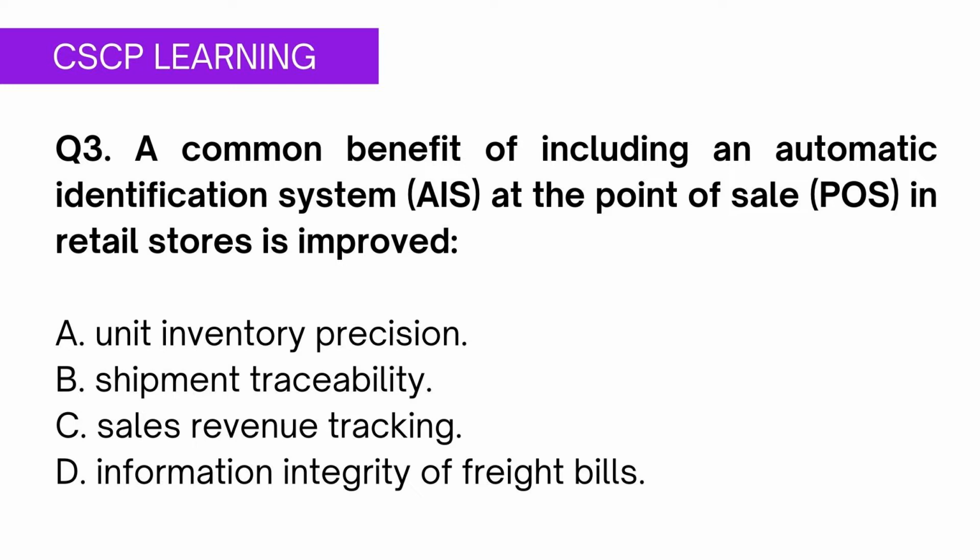Option B says shipment traceability. The question has clearly mentioned that it will be installed at the POS in a retail store, where items are either stored in a storeroom or displayed on the shelf. We don't ship goods here and there within a store, therefore shipment traceability has nothing to do with AIS. So this is entirely a wrong option here. Let's see what we have in option C, sales revenue tracking. Recall the function of AIS. AIS is used to load data into a computer. Therefore, sales revenue tracking has nothing to do with it.